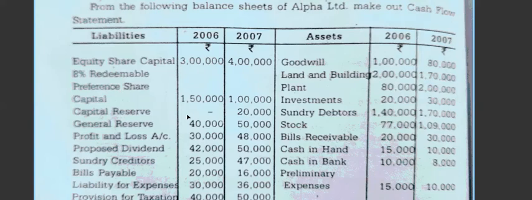Capital reserve will go for the operating activity. General reserve, operating activity. Profit and loss, we have to start with the beginning balance, so it will go for the operating activity. Proposed dividend will move on to the operating activity.